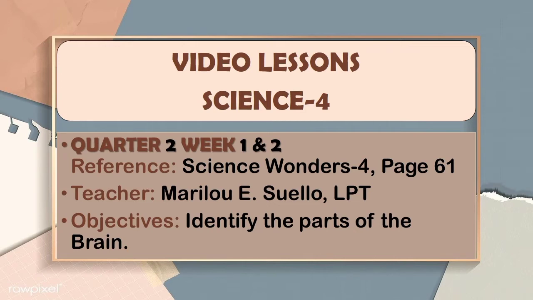We are now in quarter 2, week 1 and 2. The reference that I'm using is Science Wonders 4. The lesson can be found on page 61. I'm your teacher, Marilu Isuelio, and our objective is to identify the parts of the human brain.